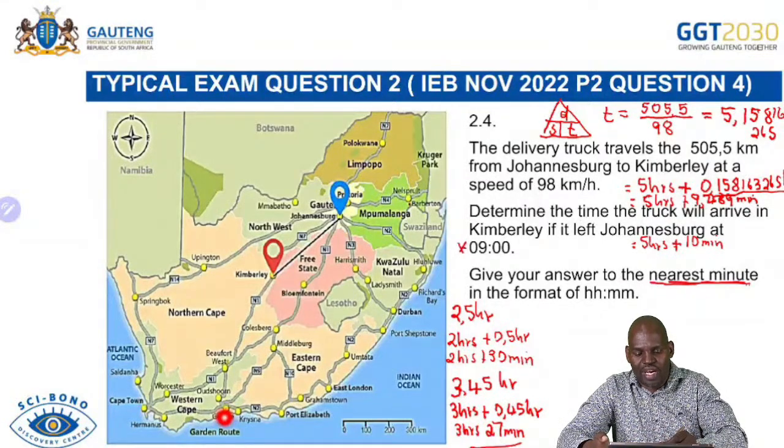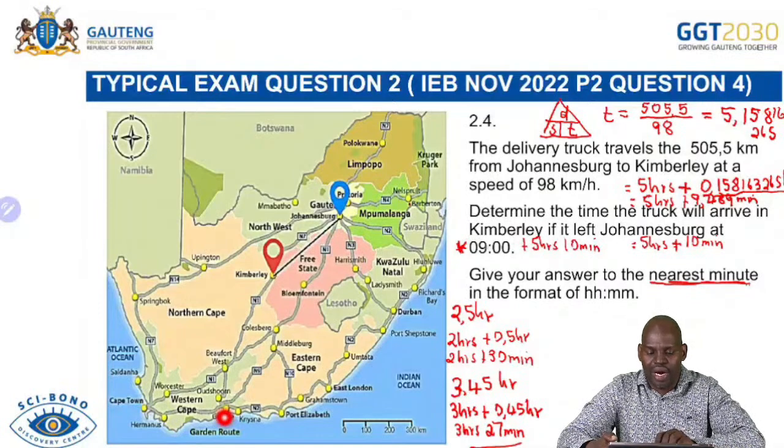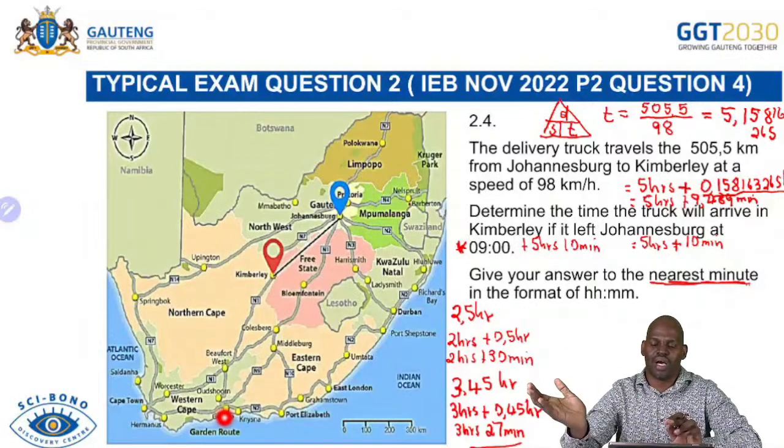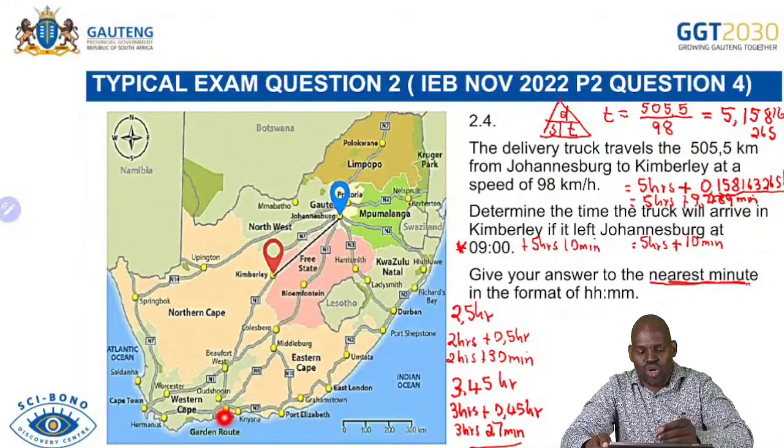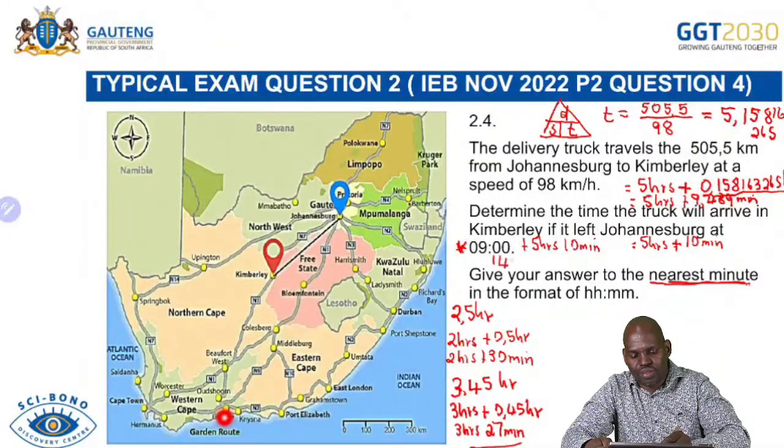If it's going to leave at 9 o'clock, then I have to add 5 hours. So I say plus 5 hours and 10 minutes. Now think about this. 9 hours plus 5 hours is going to give me 14. Or 9 hours, 5 hours later is going to be 14. So it means it's going to be at 2 o'clock. So it's going to be 14 and then 10 minutes.